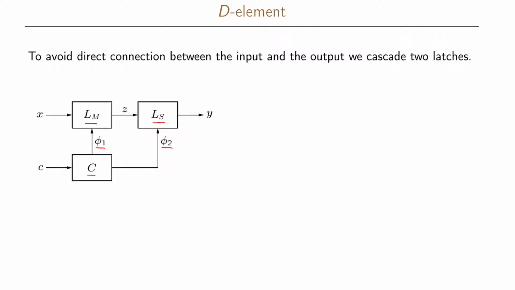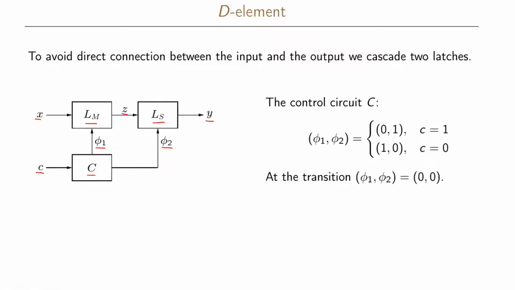We're going to denote the input to the first latch as X, and the control signal as C. We also have the intermediate signal Z, which is the output from the first latch and the input to the second latch. Then we have the output from our last latch, which is the output from our D element, which we're going to call Y. We want to build the control circuit C such that we never have a direct connection between X and Y in our D element.